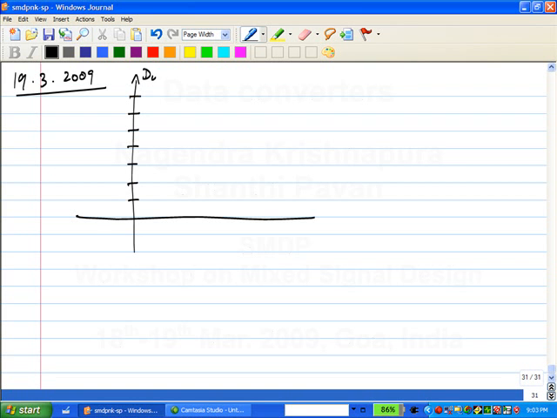So the output is digital. And ideally, the transition points between any two codes are spaced equally by one LSB.